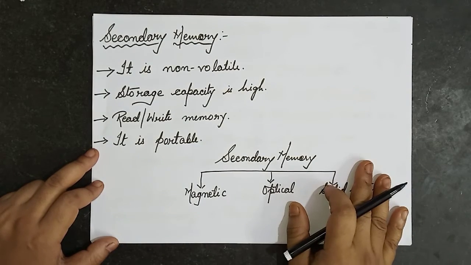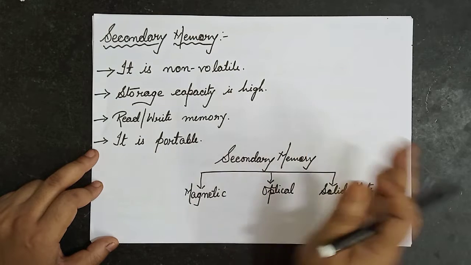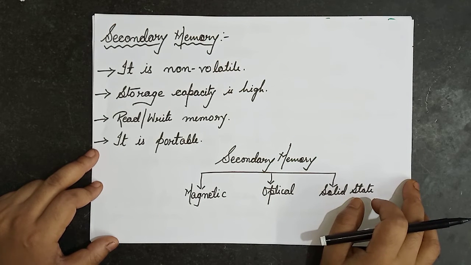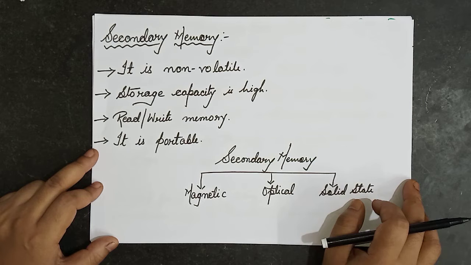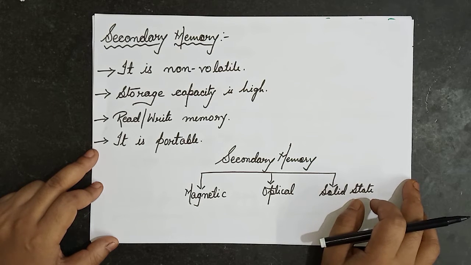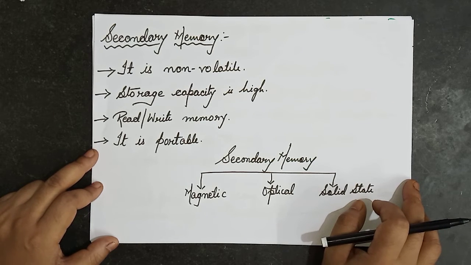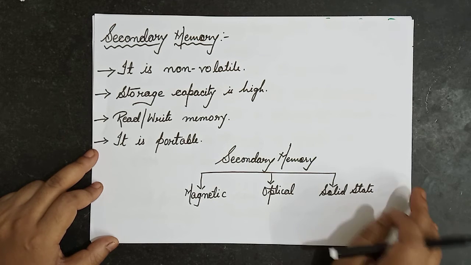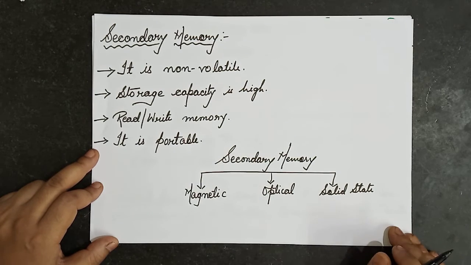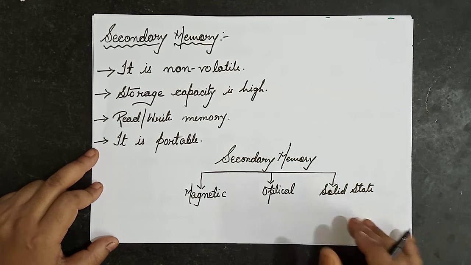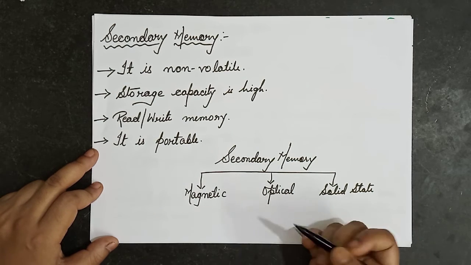Next is the secondary memory. It is non-volatile in nature. That means the data is stored permanently, and if you turn off the computer, the data can still be retained. Storage capacity is very high. It is read-write memory. It is portable, that means we can carry it also. Secondary memory is broadly classified into 3 categories, and all these 3 categories are well known to us. We use them in our day-to-day life.